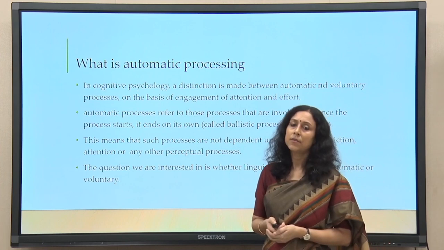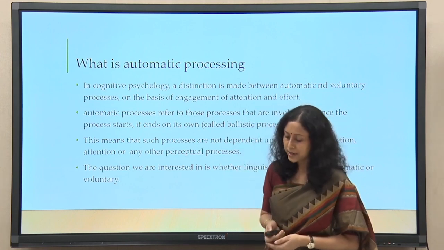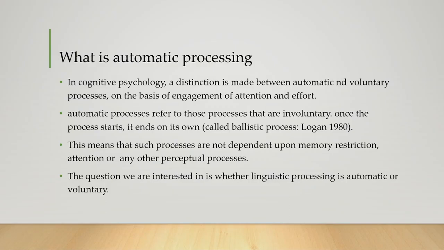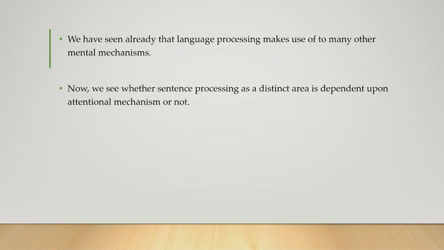But in this course, we are more interested in how this affects language processing. Which aspects of language processing are automatic or involuntary, and which processes are voluntary? The moment we say voluntary, we are automatically bringing in other apparatus like attention. The moment we focus our selective attention on something, that makes it voluntary, because we want to process that information. We have already seen in part 2 that a lot of language processing aspects are voluntary, in terms of deliberate deployment of attentional mechanism. So, language processing does make use of other mental mechanisms. But now we will see whether sentence processing, as a distinct area, is also as dependent on attentional mechanism or not.